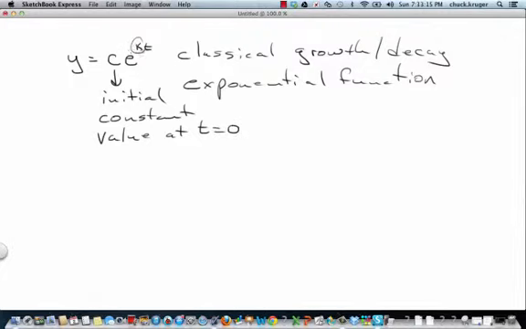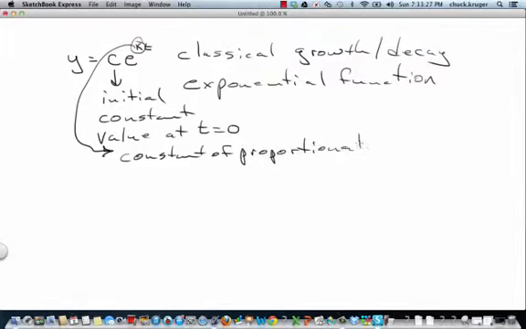k is our constant of proportionality. If k is greater than 0, we have growth. If k is negative, less than 0, we have decay.